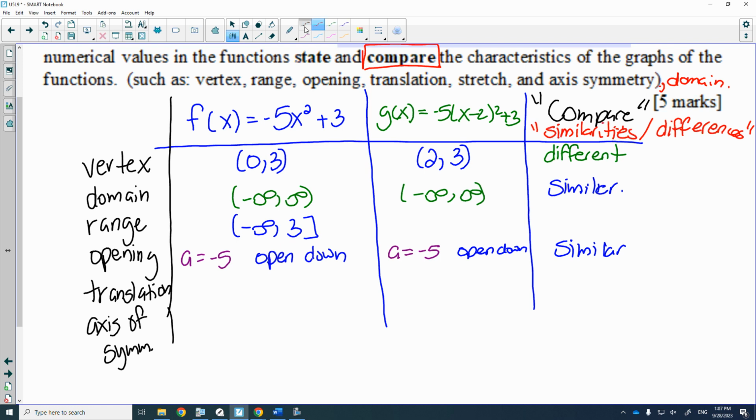This next one, if we were to do a little tiny sketch of this guy, we said the vertex was at 2, comma 3. And this guy opened where? Down. Okay, Drew, what's the range of this function here? Negative infinity, 3, square bracket. Similar or difference, Drew? Similar.